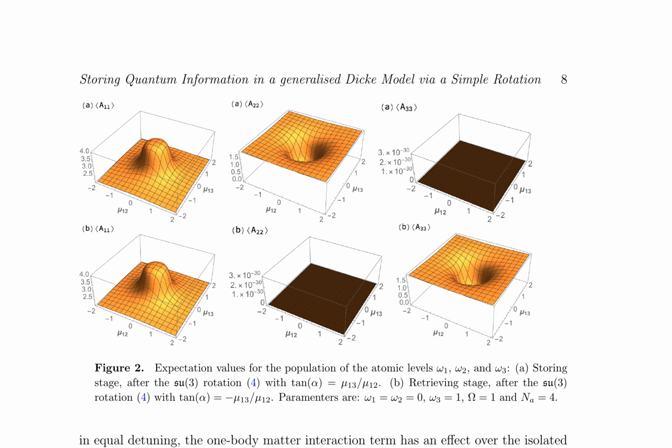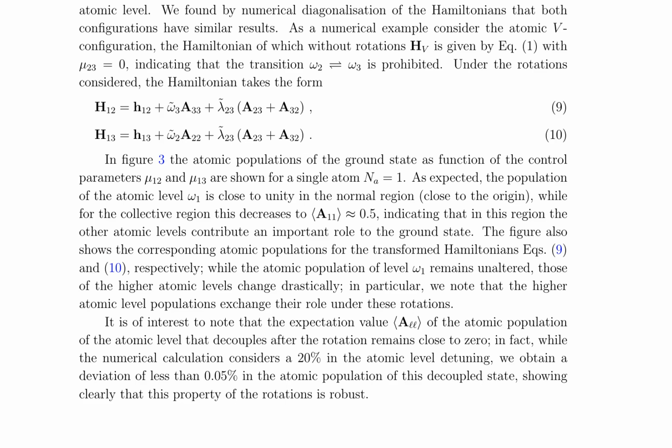The one-body matter interaction term vanishes in degenerate conditions but has an effect on the isolated atomic level when not degenerate. The Hamiltonian of the system is transformed under rotations, showing significant changes in atomic populations, particularly in the collective region where other atomic levels contribute importantly. The expectation value of the atomic population of the decoupled state remains close to zero, demonstrating the robustness of this property.